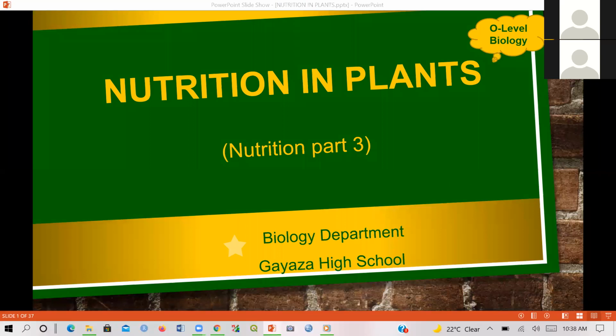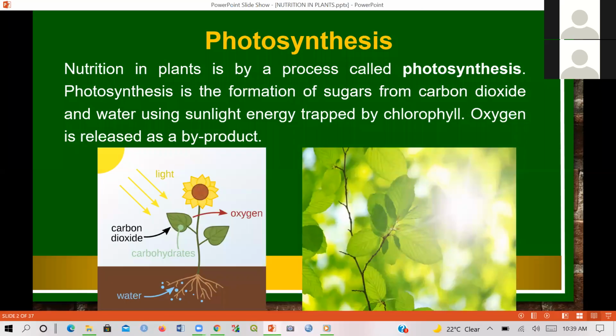Well, then we can now launch into nutrition in plants. Of course, nutrition in plants occurs by a process called photosynthesis. So this is how nutrition in plants occurs. And if we need to learn to define what photosynthesis is, we have to first split this word into small digestible words.